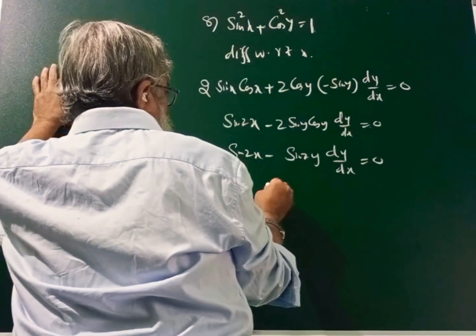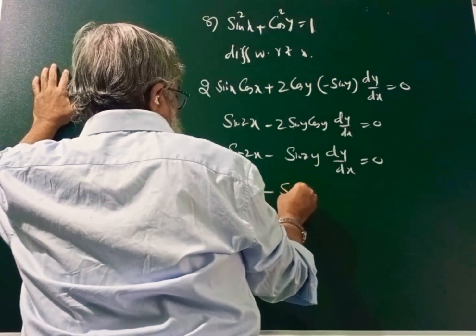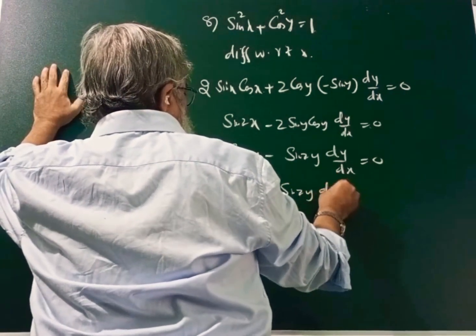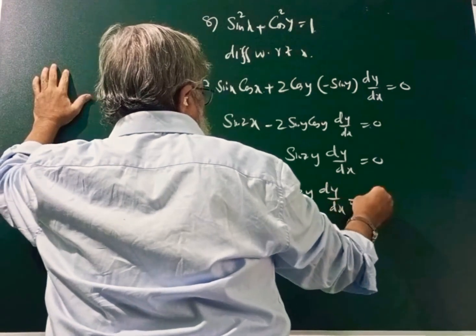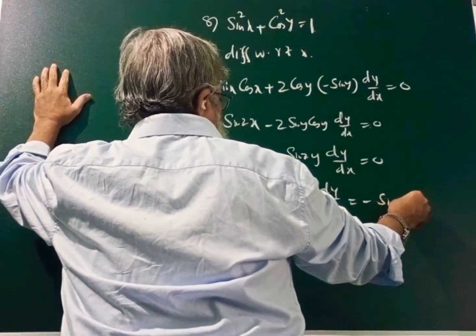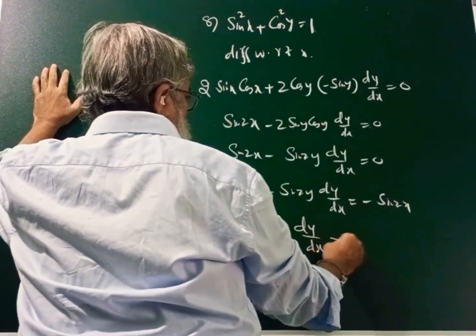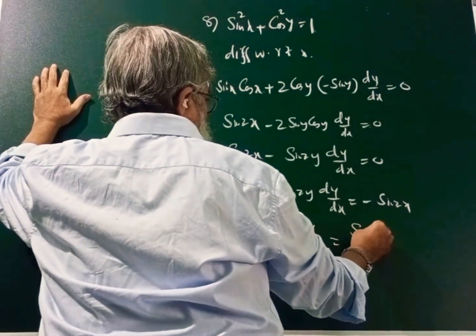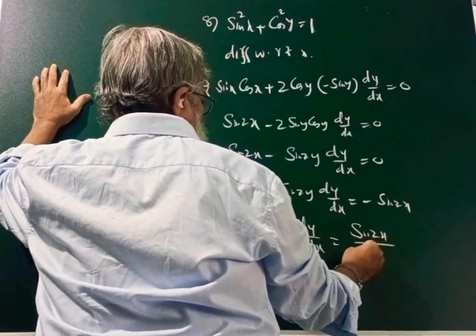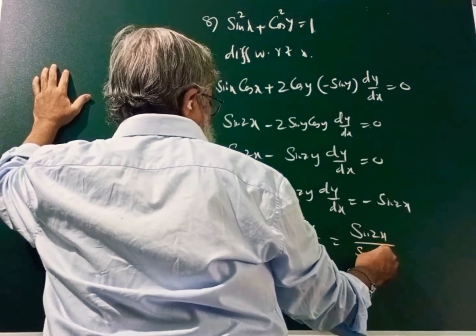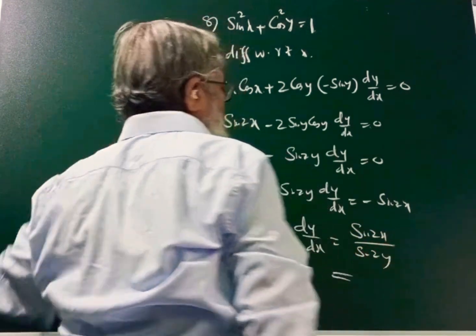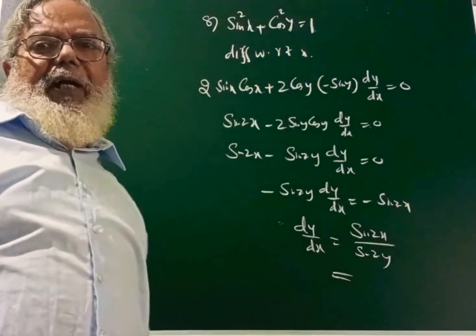Therefore we can write it as minus sin 2y into dy by dx is equal to minus sin 2x. Therefore dy by dx is equal to, both sides minus will become plus, sin 2x by sin 2y is the value of dy by dx.